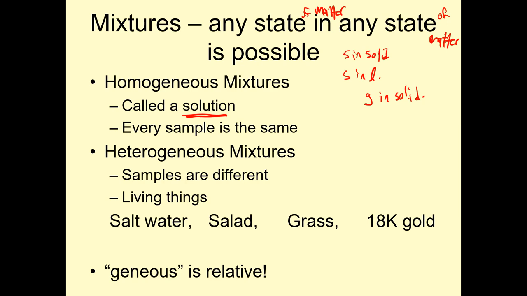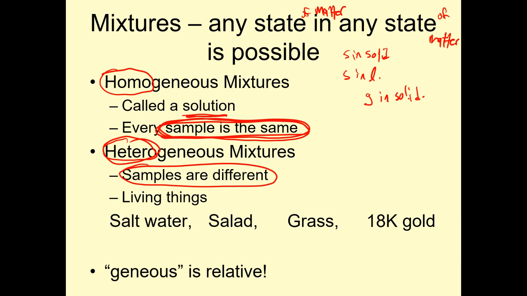Every sample has to be the same, okay? So that's homo means same. And the key part here is every sample is the same. That's what you need to know about a homogeneous mixture. Heterogeneous, hetero means different. Samples are different.